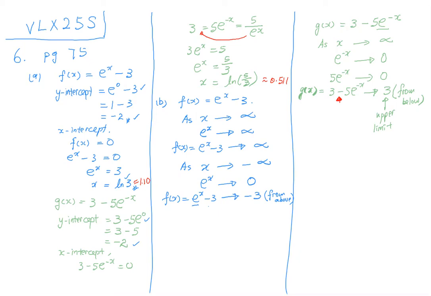Are you clear? I still don't understand. What do you mean you still don't understand? Okay, how did you get the upper limit? Okay, because 3 minus what? 3 take away a number, a positive number.